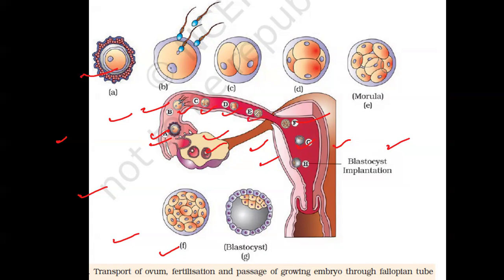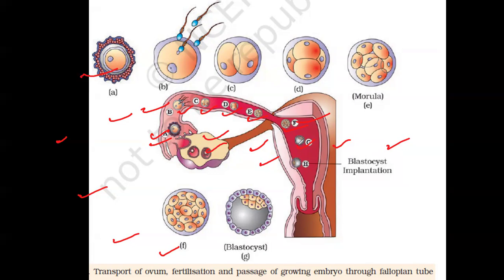Then E is the morula. Continued cleavage forms 8 to 16 blastomeres, and the morula reaches the uterus. Then the F stage over here is the advanced morula. It's also called the early blastocyst. Cells continue to divide and reorganize themselves. The embryo prepares for differentiation.